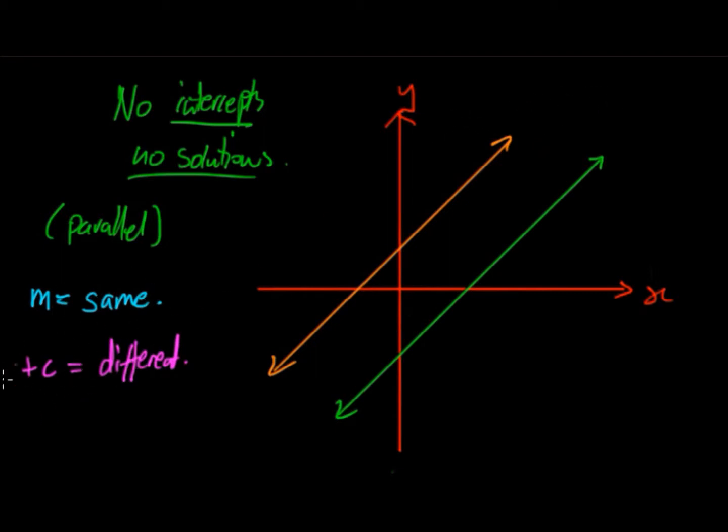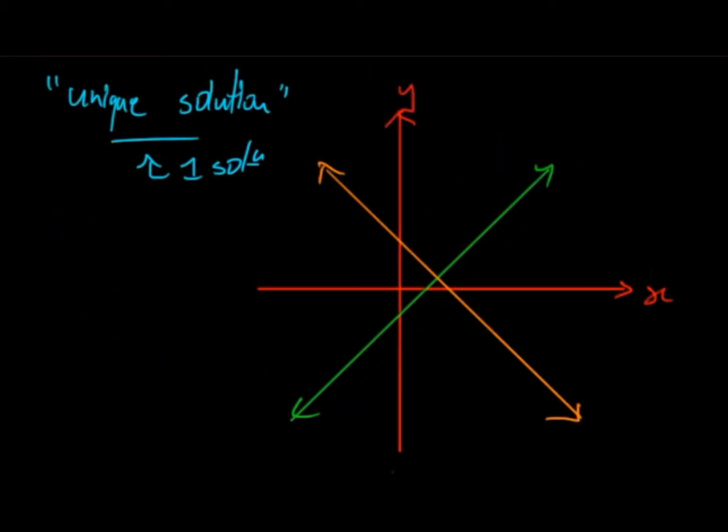But why do the plus c's have to be different? Well, if the plus c's are the same, then we have both things being the same. If that's the case, then they're going to be the exact same line. And if they're the exact same line, there will be infinitely many solutions. So this is for no solutions, and they have these two conditions where the gradients are the same and the plus c's are different. What about here, where you have a unique solution?